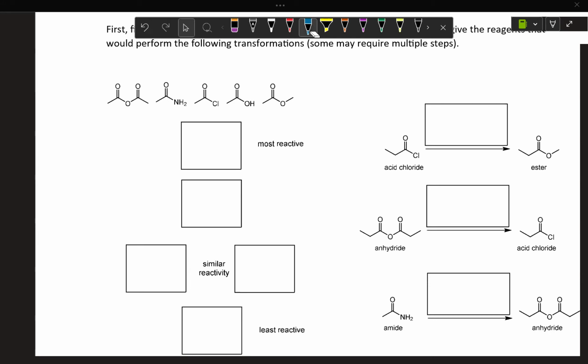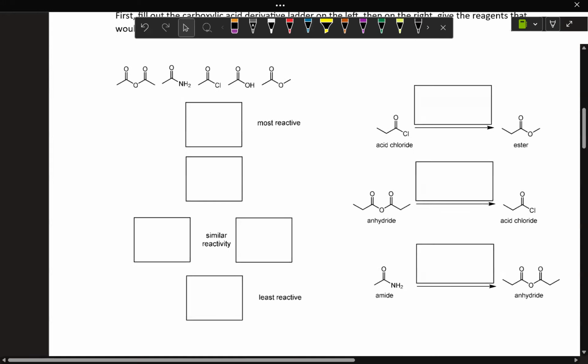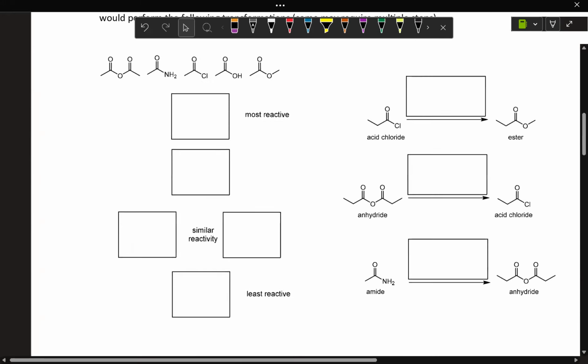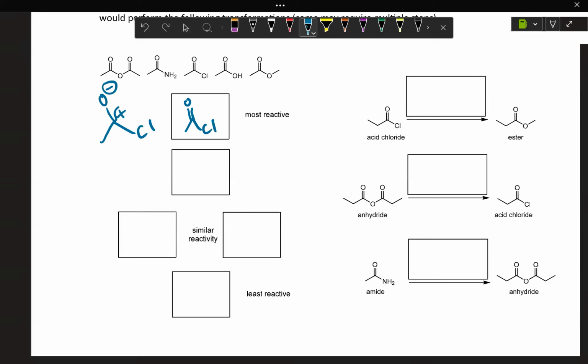So first, if you notice about the carboxylic acid ladder, it's arranged with most reactive on top and least reactive on bottom. If you remember, the most reactive is going to be the acid chloride, so we can put that on top. I'm not going to show it in this video, but normally the way you determine how reactive these derivatives are is to draw the zwitterion. So if you're still trying to figure out what's reactive, what's not very reactive, draw the zwitterion.